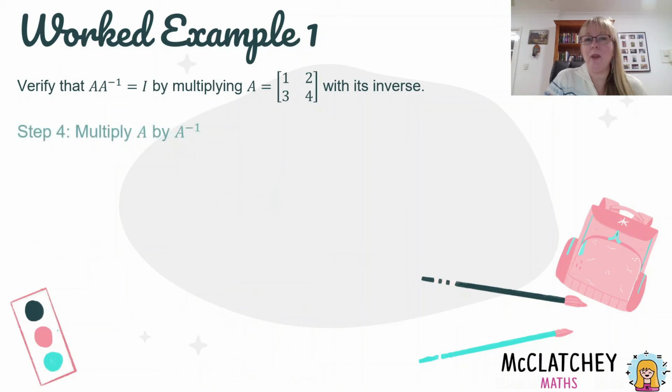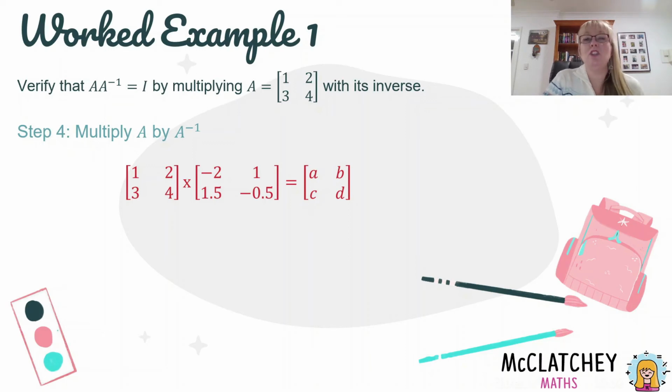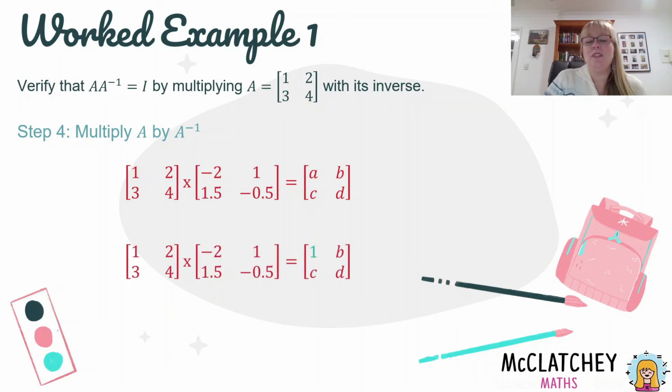Okay, so now we're going to multiply A by its inverse. So we've got A and its inverse that we just worked out using the formula, and we're going to work out what the new matrix is, A, B, C, D, because it's a 2 by 2 multiplied by a 2 by 2, so we're going to end up with a 2 by 2. Okay, so we're going to basically use our run and dive process. So we multiply 1 by -2 and we add to that 2 by 1.5 and we get the number 1.